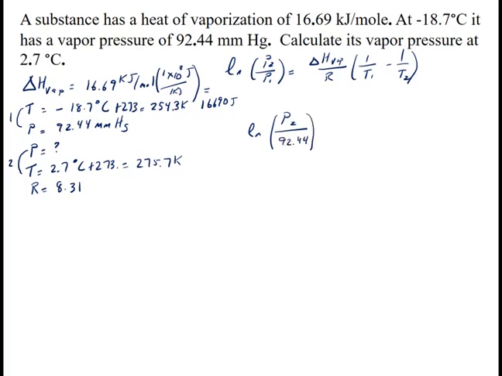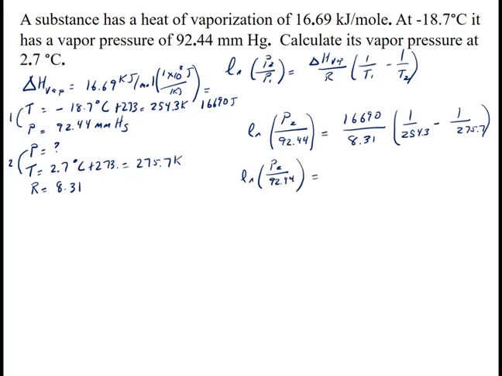P1 is 92.44. My delta H of vaporization is 16,690. R is that constant of 8.31. My first temperature is the 254.3. My second temperature is that 275.7. This is inside the parentheses, so I can't take a natural log. I can't do anything to this side for a little bit, so I'm going to leave it the same: P2 over 92.44. So I'm going to simplify this side.